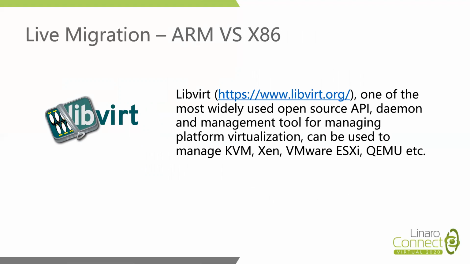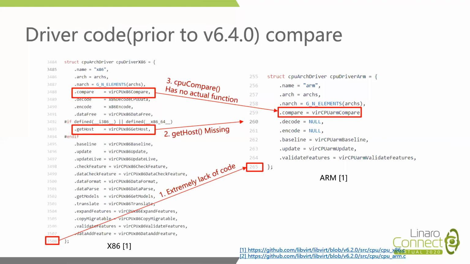Libvirt is one of the most widely used open source management toolsets for managing platform virtualization. It is used in OpenStack, oVirt, and many other cloud platforms. By comparing the Libvirt code for the Arm and x86 drivers, since we have done some improvements in 6.4.0, let's first look at the code prior to 6.4 to see the gaps. We can easily see 3 gaps here. The first one is general.